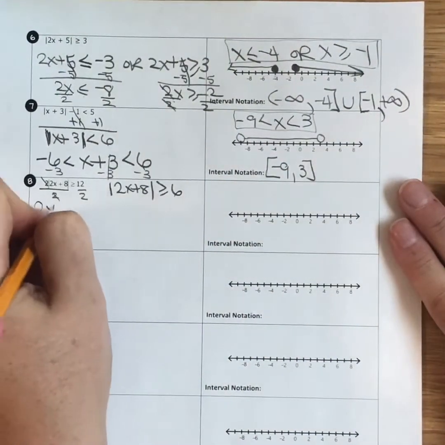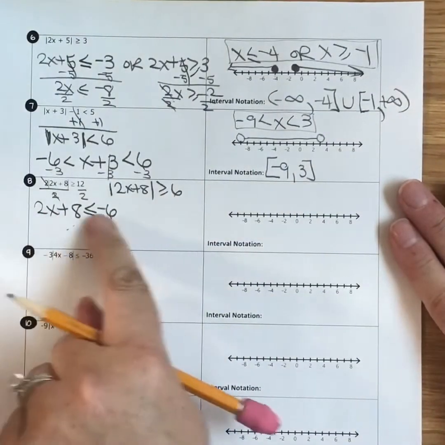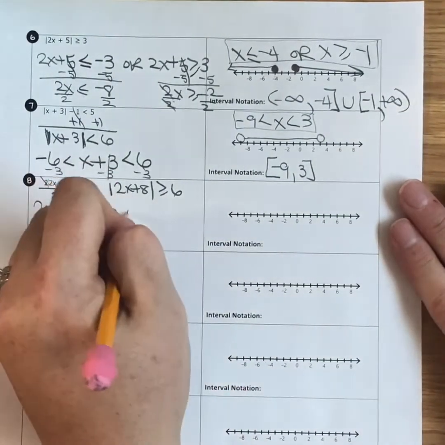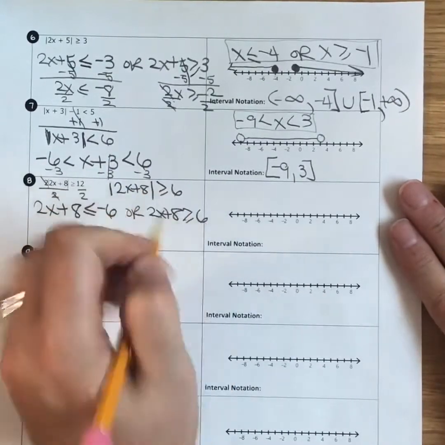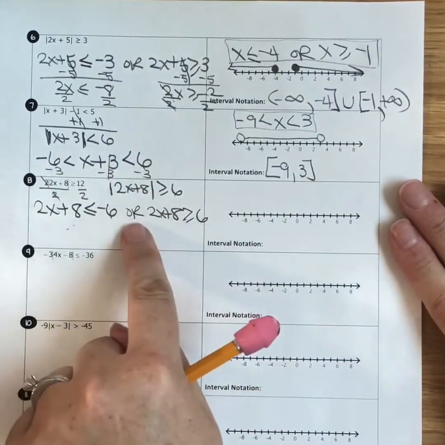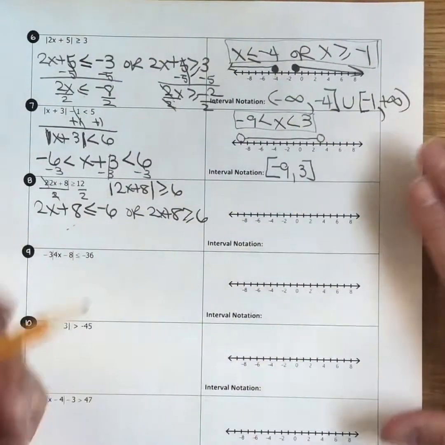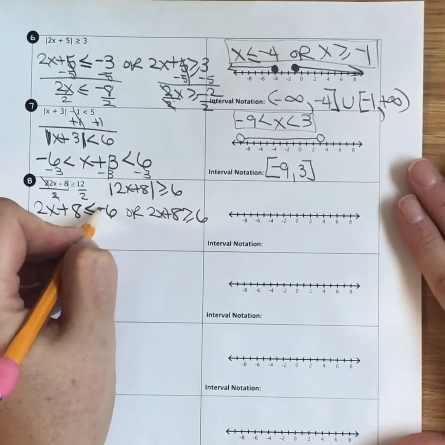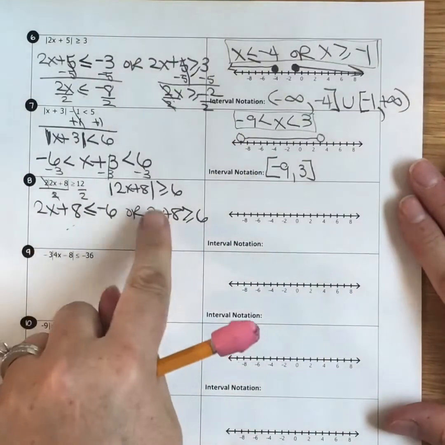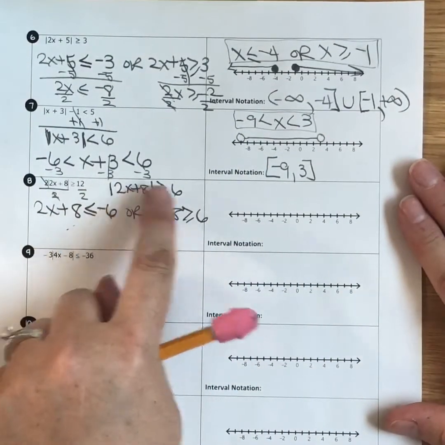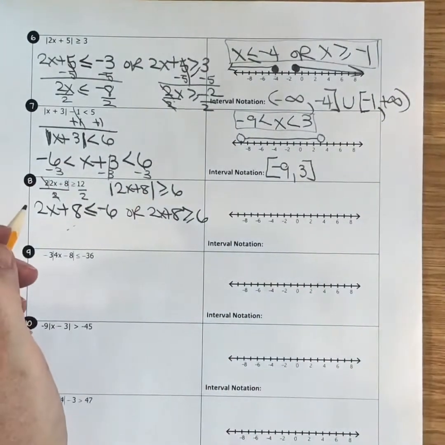So we have the stuff inside, 2x plus 8 is less than or equal to negative 6, because we need the graph to be going this direction, or the 2x plus 8 is greater than or equal to 6, because we need this part of the graph that's split to go this direction. Okay. The less than sign is always with the negative boundary, and the greater than sign is always on the positive boundary when you rewrite your absolute value inequality as a compound inequality with the greater than sign.